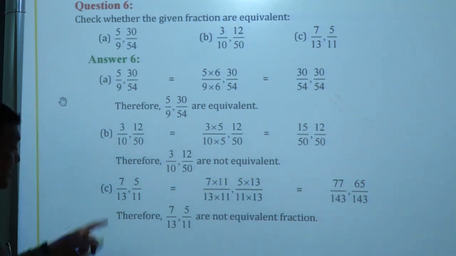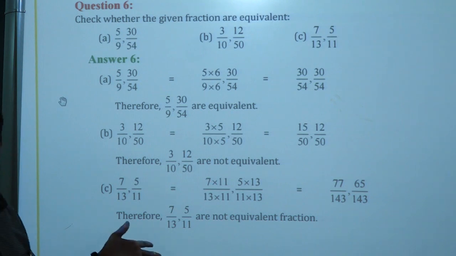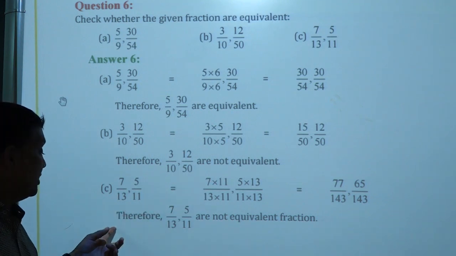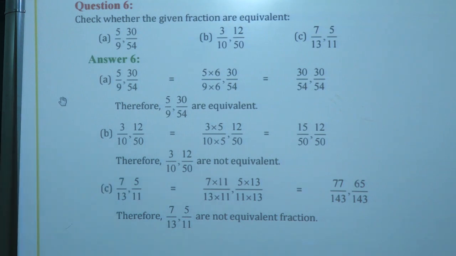Third question, 7 upon 13, 5 upon 11. They are not matching at all. They will not reduce. So directly you can say therefore these are not equivalent. We are going to the next question.